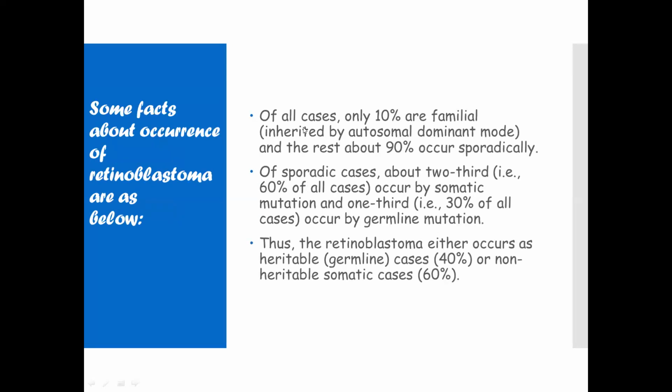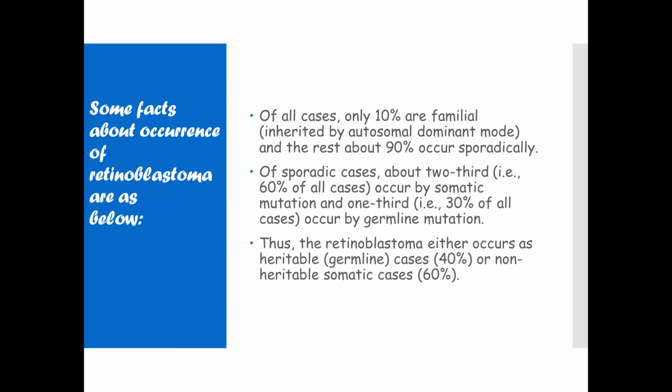So a few facts. Of all cases, only 10% are familial, which is only 10% inherited by autosomal dominant mode, and the rest, about 90%, occur sporadically. Of the sporadic cases, about two-thirds, which is about 60% of all cases, occur by somatic mutation, and one-third, which is 30% of all cases, occur by germline mutation. Therefore, retinoblastoma either occurs as heritable cases, which is 40%, or non-heritable somatic cases, which is 60%.